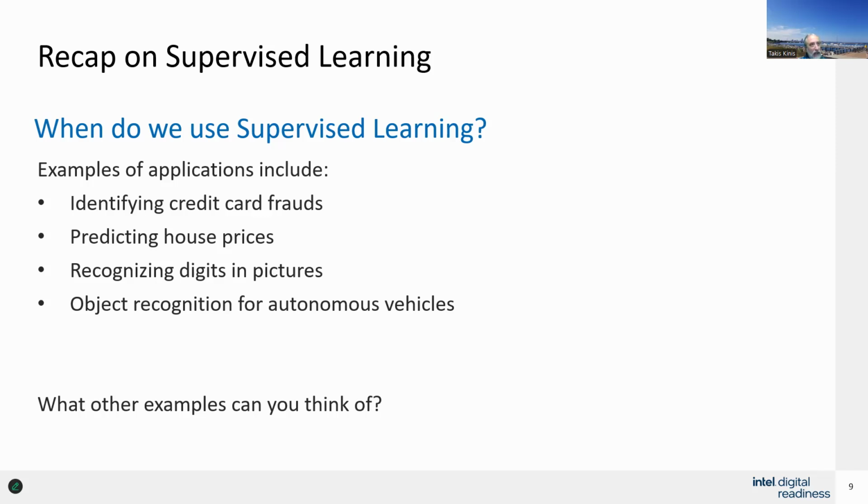Recognizing digits in pictures. In other words, you have a photograph of something and you're able to identify that those are numbers in the photograph. That's kind of an interesting one. Or object recognition for autonomous vehicles. Like, how does a vehicle that drives itself realize, oh, human, stop; cat, accelerate?